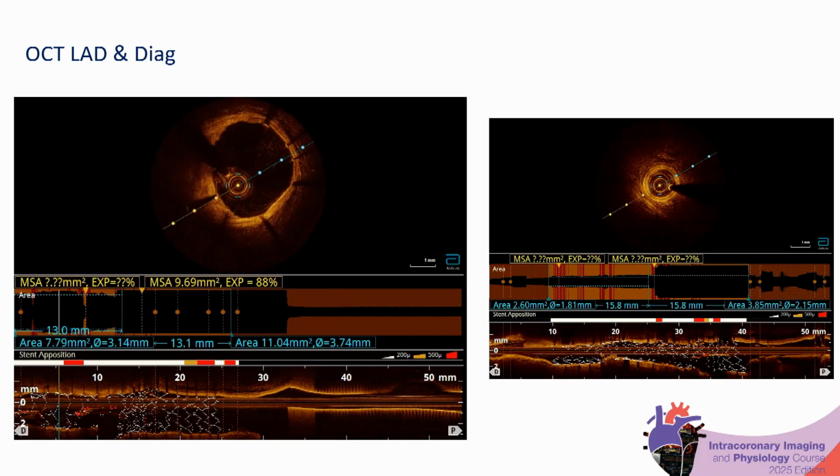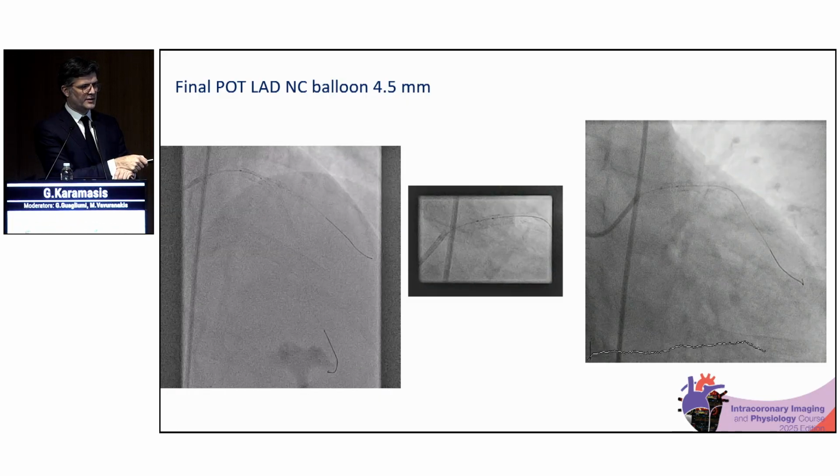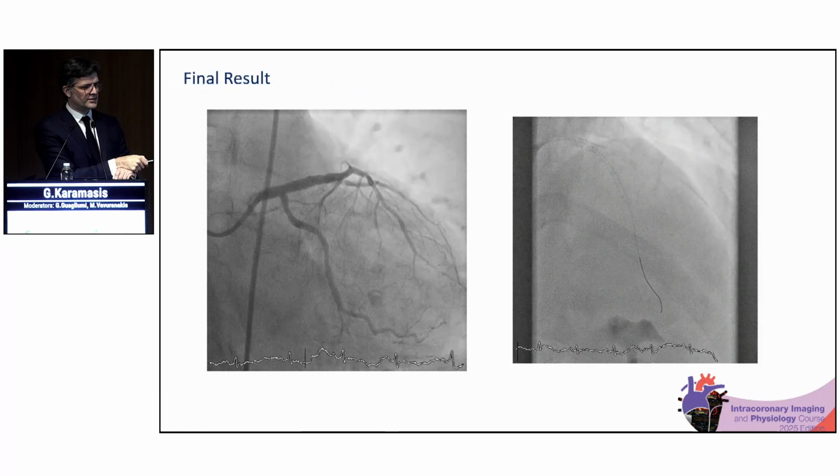Based on this run, and considering the measurements not of the lumen but the measurements of the external elastic lamina, I thought that we could do something even better for the expansion and the apposition of this stent. I remind you once again that the stent placed in this proximal LAD was the old stent, the previous stent was 2.75. So we did another post-dilatation. I described this as final POT with a 4.5 millimeter balloon. And this is the final result.